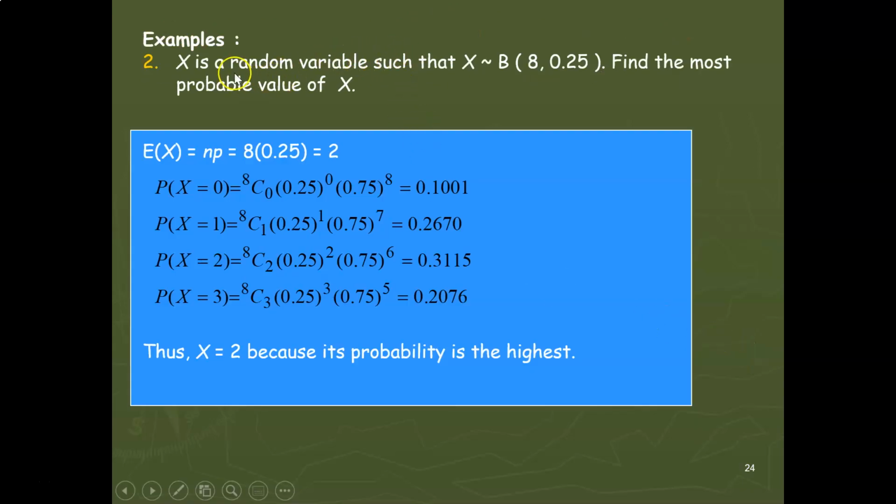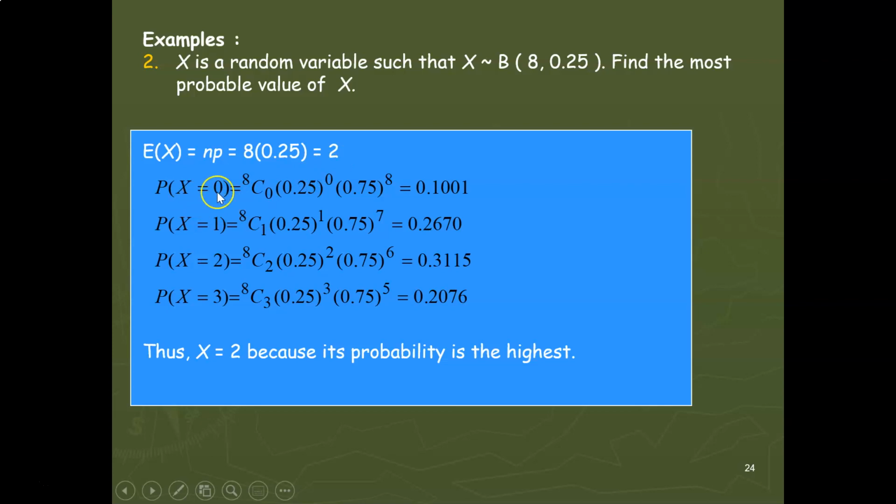Example 2. X is a random variable such that x follows a binomial distribution where n equal to 8 and p equal to 0.25. Find the most probable value of x. Again, you need to find the most probable value, which is the highest probability. So first you need to find your E(X), which is equal to np. Multiply these two, n and p, you get 2.